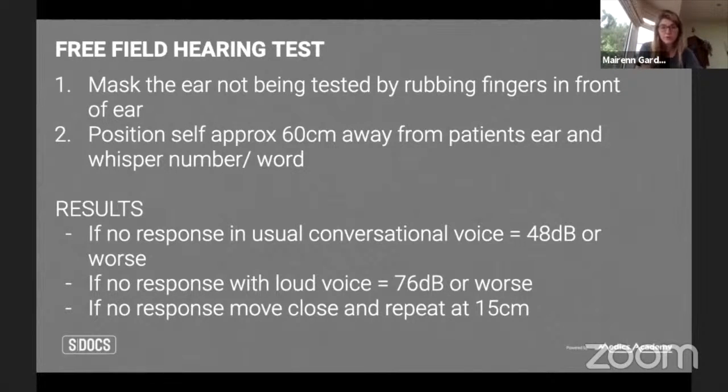If there's no response when you say your number or word in a normal voice, this suggests that the hearing level is 48 decibels or worse. If you say it in a loud voice, this suggests that it's 76 decibels or worse, which we'll come on to later about how severe that is. But if they can't hear you at your loud voice, you then need to come closer, to about 15 centimeters. And this will allow you to test lower decibels.